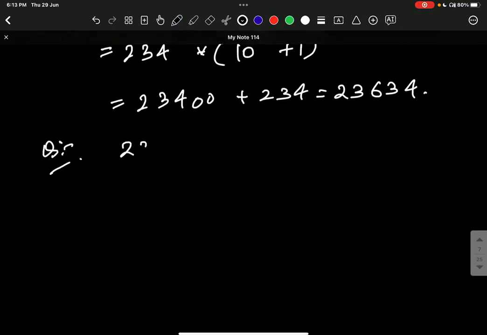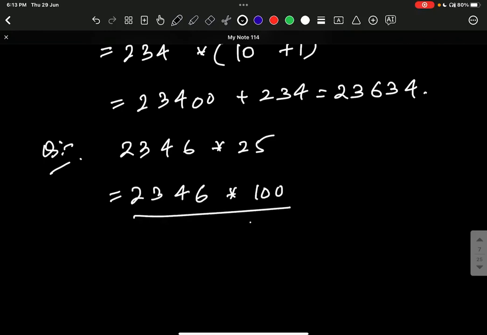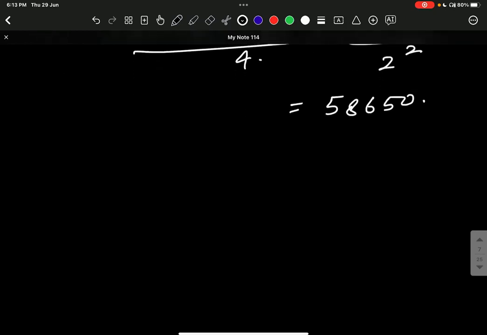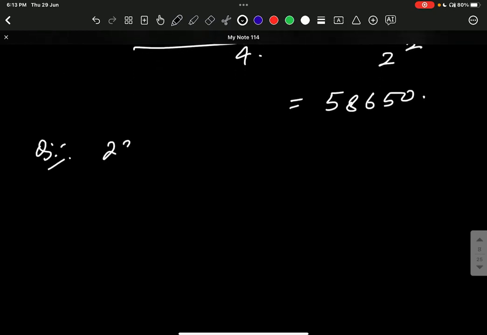Next. If it is 2346 into 25, can I write like this? 2346 into 100 divided by 4. Yes or no? Okay. Then what is it? This is 234,600 divided by 2 square. Yes or no? Now on calculating, the calculation would be easy. It is 58650. Right?